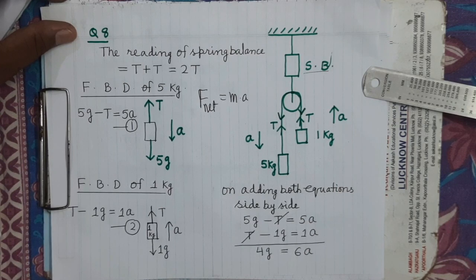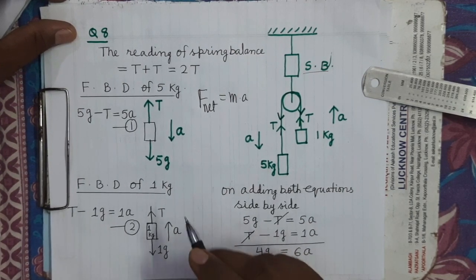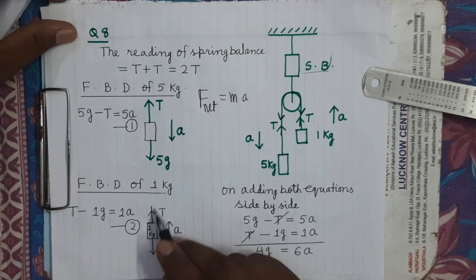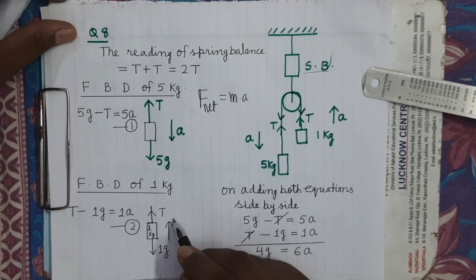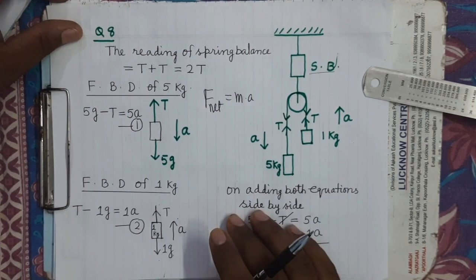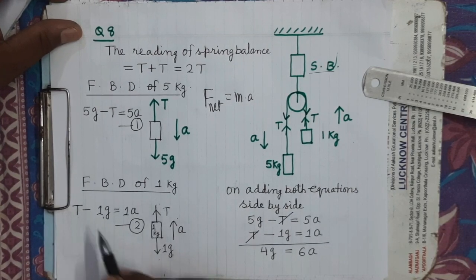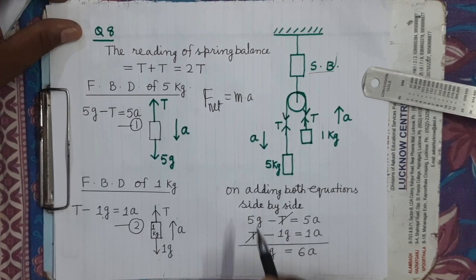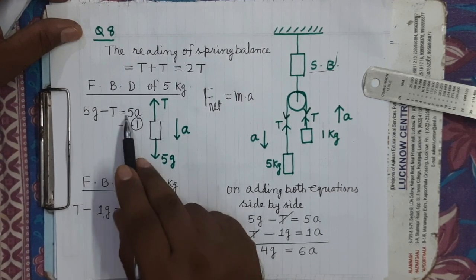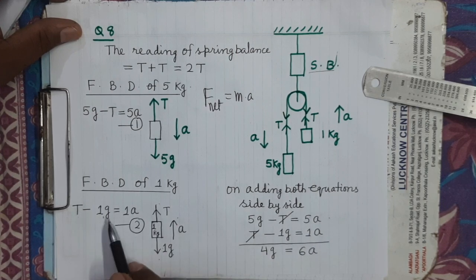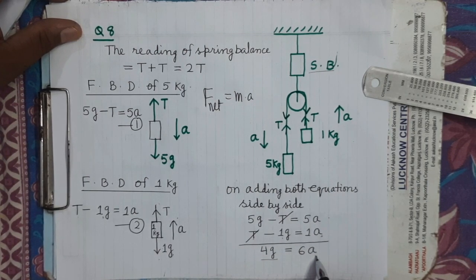Similarly, you can see here the free body diagram of the 1 kg block. On the 1 kg, T is acting upward and m into g, that is 1 into g, is acting downward, and it is going up. Therefore T will be bigger. So the net force is T minus 1g equals 1 into a. When you solve this by adding both equations side by side, 5g minus T equals 5a and T minus 1g equals 1a, T and minus T cancel. 5g minus 1g, 4g equals 6a.